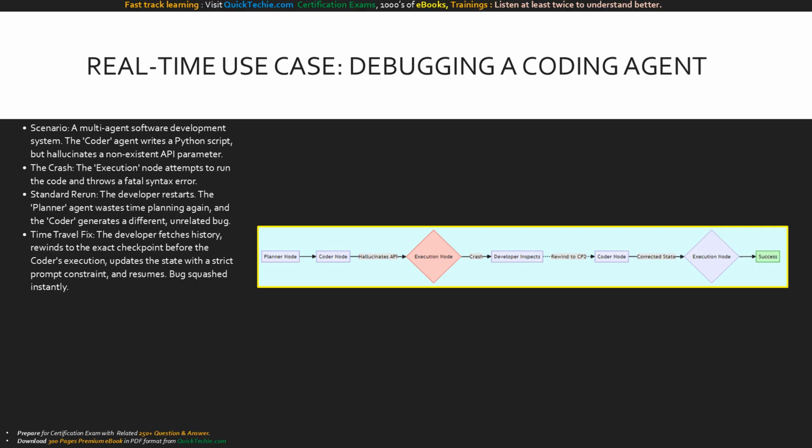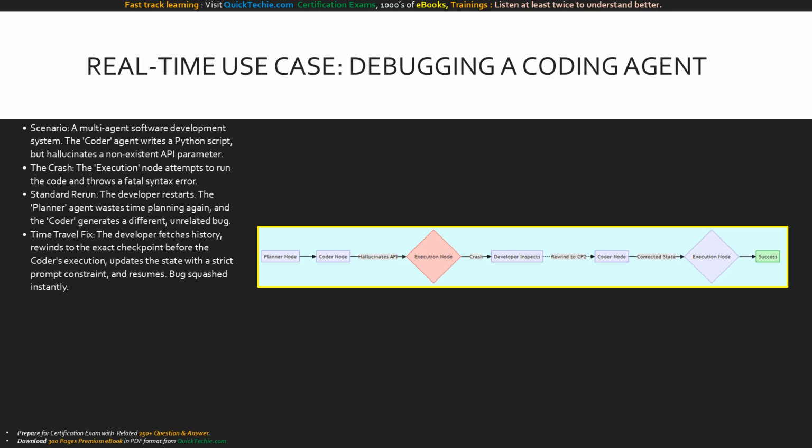Enter time travel. The developer fetches the state history, rewinds to the exact checkpoint immediately before the coder generated the bad code. They use update state to inject a strict constraint into the state: do not use parameter x, and then resume execution. The coder generates the correct code, the execution succeeds, and the bug is squashed instantly with complete deterministic control. Follow the debug flow in this diagram.